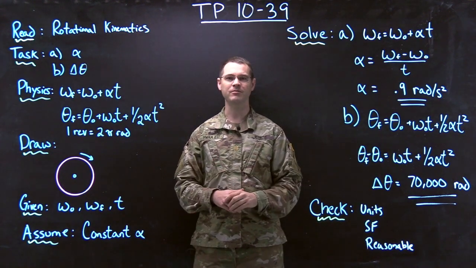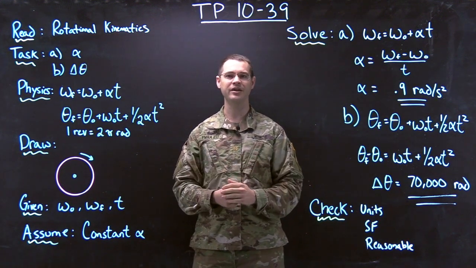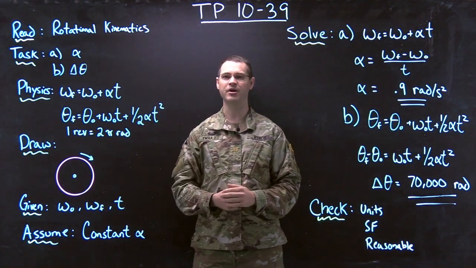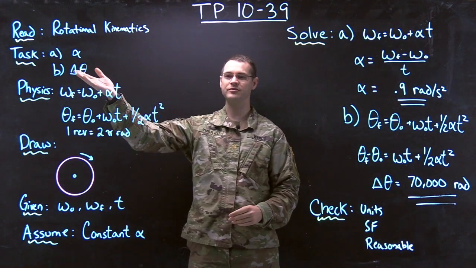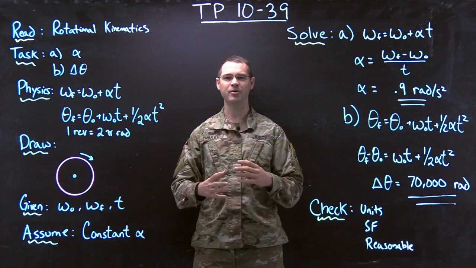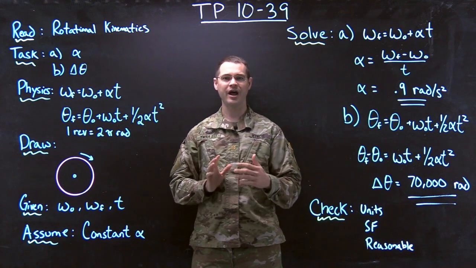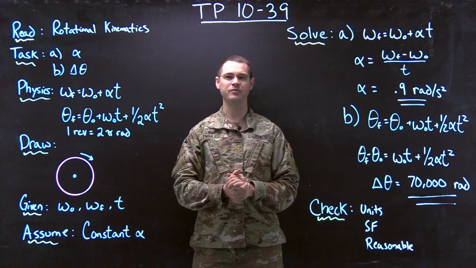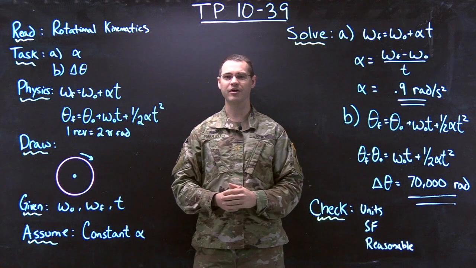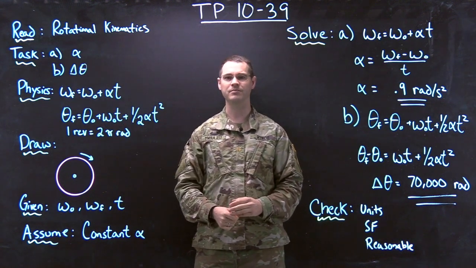Now after reading this problem, we notice that we have a rotating object with an initial and final angular velocity over some time. So this is a rotational kinematics problem. In part A, it asks for us to solve for the angular acceleration of our rotating object. And in part B, it asks for us to solve for the displacement that object undergoes after speeding up to 1500 revolutions per minute. The physics, well, we have to look at our rotational kinematics equations, and I've identified a few that will help us out in this problem.